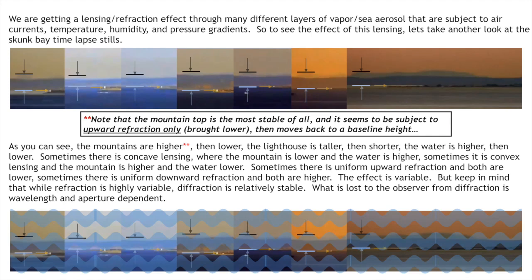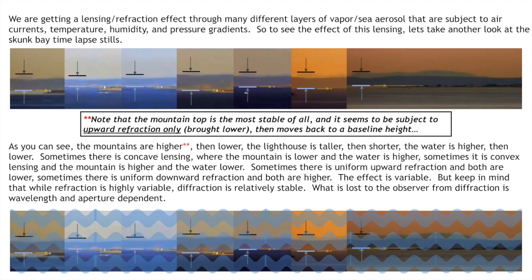So the lighthouse changes apparent size, it changes apparent position somewhat. The mountain seems to get a little bit higher, and then it also seems to get a little bit lower. And the water line seems to get a little bit higher and a little bit lower. There's just many different effects going on here. So again, as you can see, the mountains are higher than lower. The lighthouse is taller than shorter. The water is higher than lower.